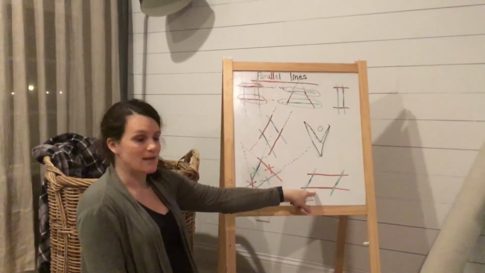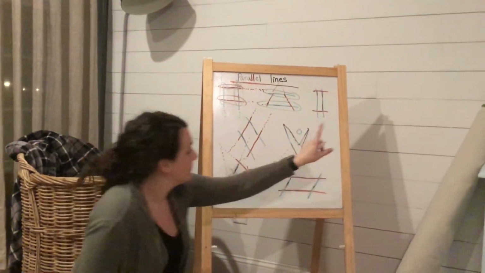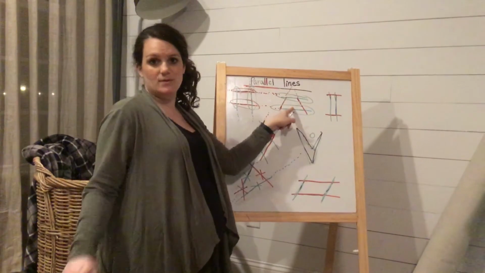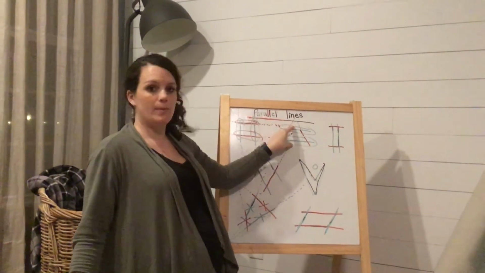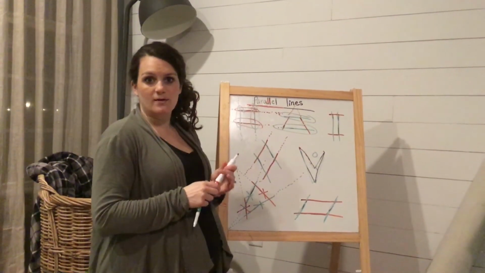Here we had 2 sets. Here we had 2 sets. Remember, this trapezoid only had 1 set. The top and the bottom were parallel, but not the sides. And then a square had 2 sets of parallel sides.